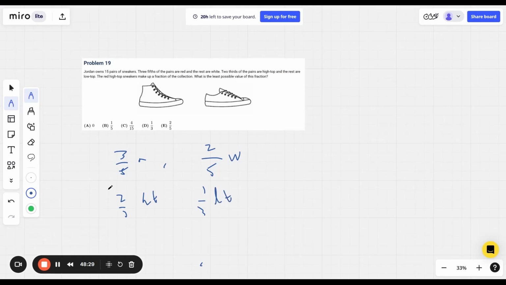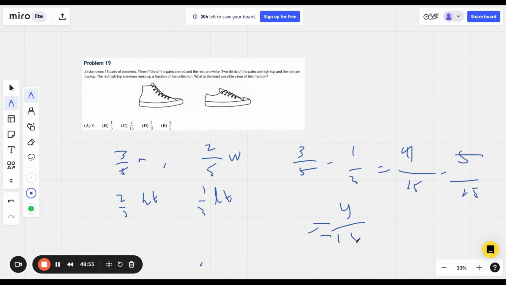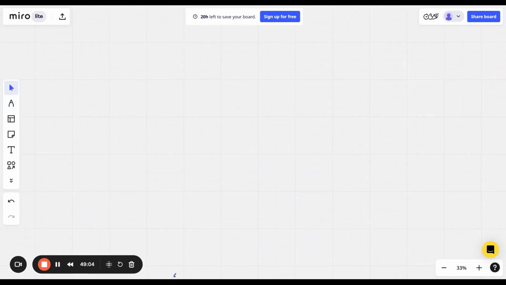So we want to just shove as many reds as we can into this low top fraction, right? So that'll give us the least amount in the high top fraction. And the remaining amount will just be 3 over 5 minus 1 over 3, which, converting to base 15, is 9 over 15 minus 5 over 15. And that gives us 4 over 15 remaining. And that will be our answer for problem 19. Okay, that's fine. Problem 20. Actually, I'm pretty sure I'm done here. So yeah, that's it.